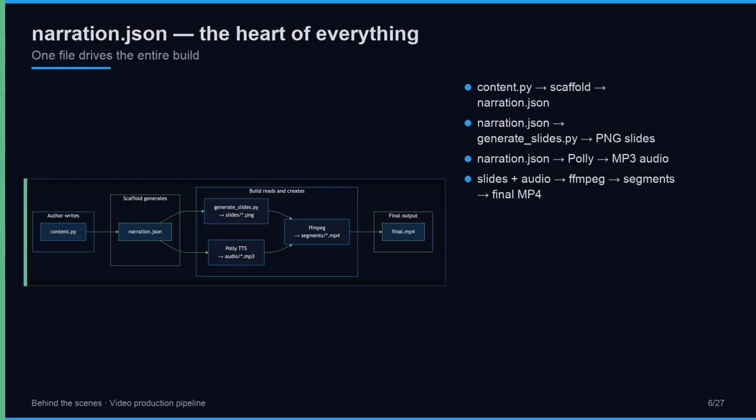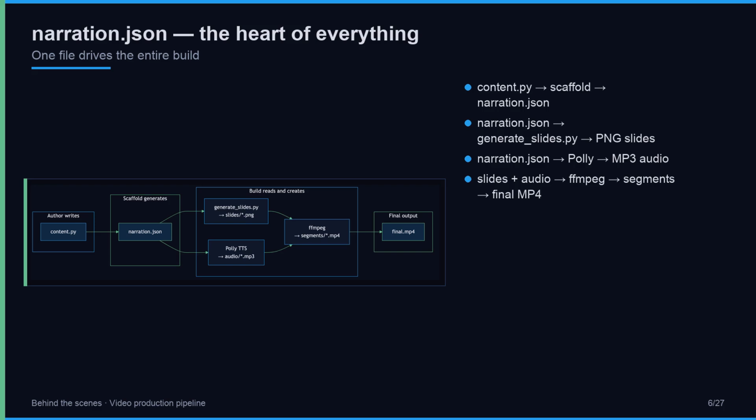The narration JSON file is the heart of the entire system. It is generated by the scaffold from the content file, and it drives every subsequent step. The slide generator reads it to create PNGs. The video builder reads it to synthesize audio and render segments. Each entry in the JSON has an ID, a kind, slide or insert, a title, optional bullets or code, and the narration text that becomes speech. Change the JSON, rebuild, and the video updates.